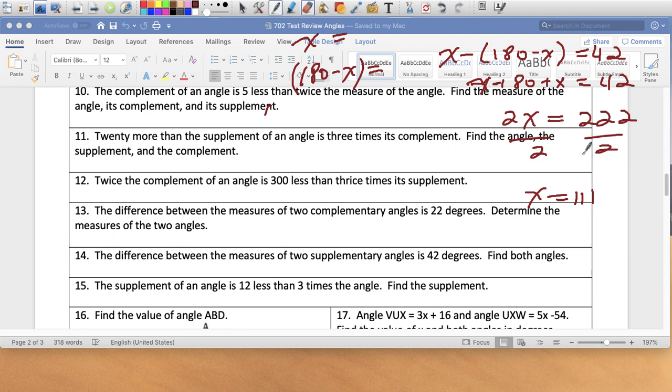If x equals 111, its supplement is 69. Oh, it is 69. So here are my two angles. We have one angle which is 69 degrees and the other angle which is 111. Is there a difference of 42? If you did 111 minus 69, would you get 42? And you do. Okay.